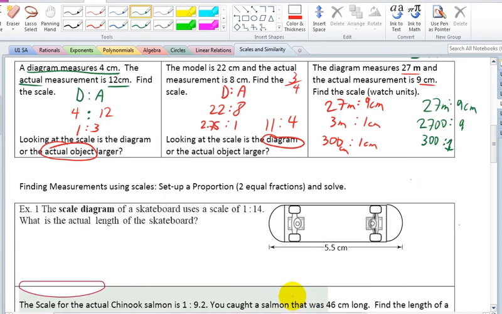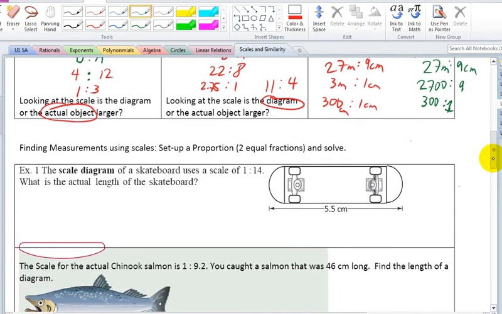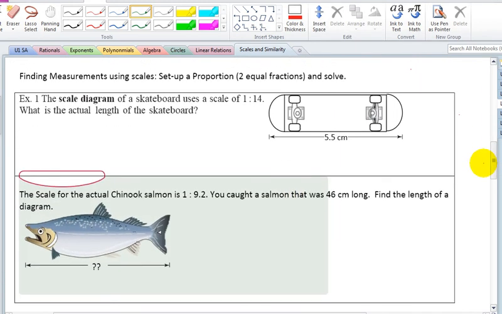Any questions? All right. So sometimes you're going to get some easy math, sometimes you're going to get some harder math. We're going to start with the easier math right away.